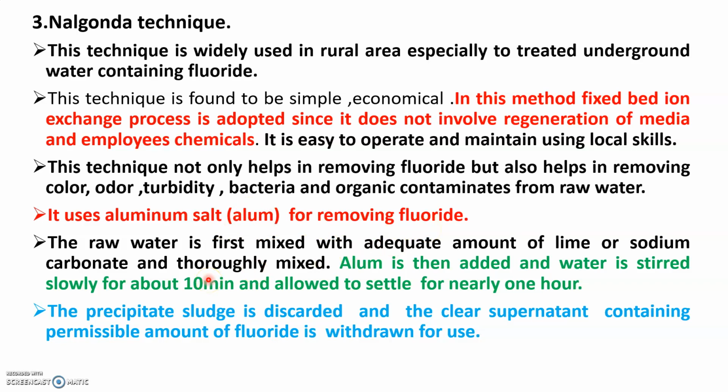So how does it take place? First the water is mixed adequately with lime or sodium carbonate, and mixed thoroughly. Then alum is added and stirred for 10 minutes, and allowed to settle for an hour. There is a precipitation taking place. The clear supernatant, which contains a permissible or lower amount of fluoride, is drawn for use.